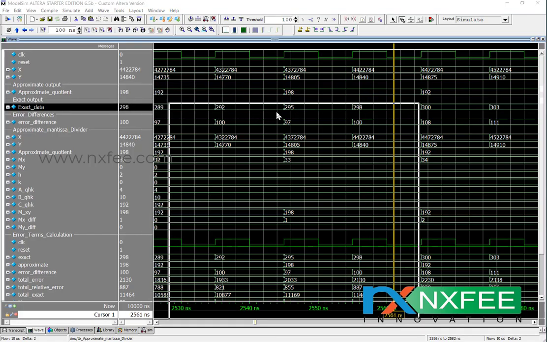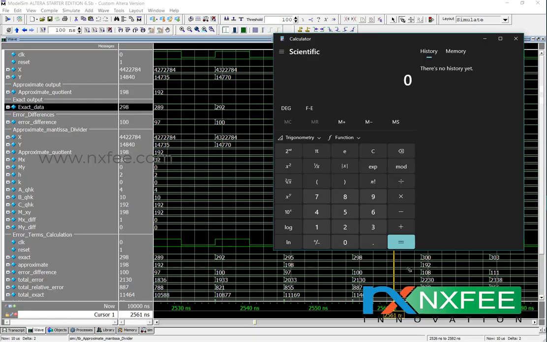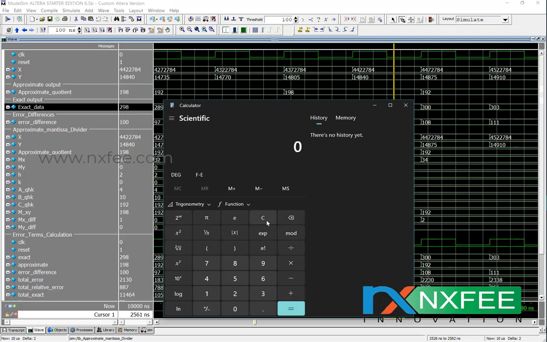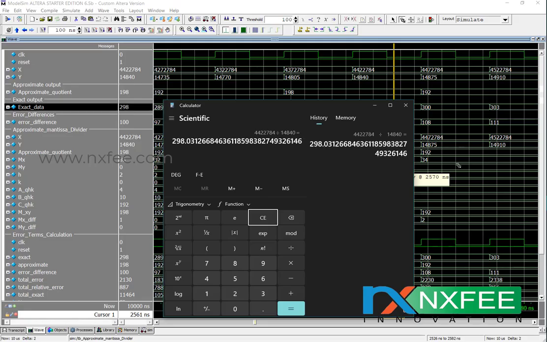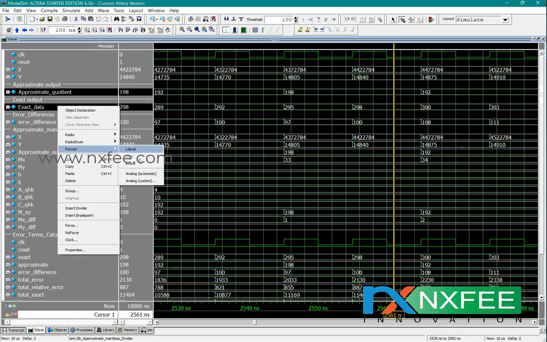Okay, so the exact value we can check in a calculator. Now I'll use this cursor and place it at 2560 nanoseconds. Now it's showing this value, right? 4422784 divided by 14840. It will become 298, that is the exact value, and 198 is the approximate value. Here this division we can run for a long time.